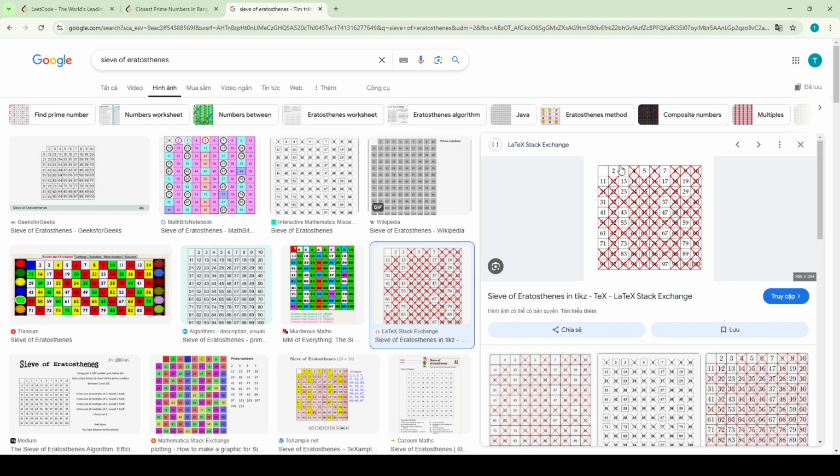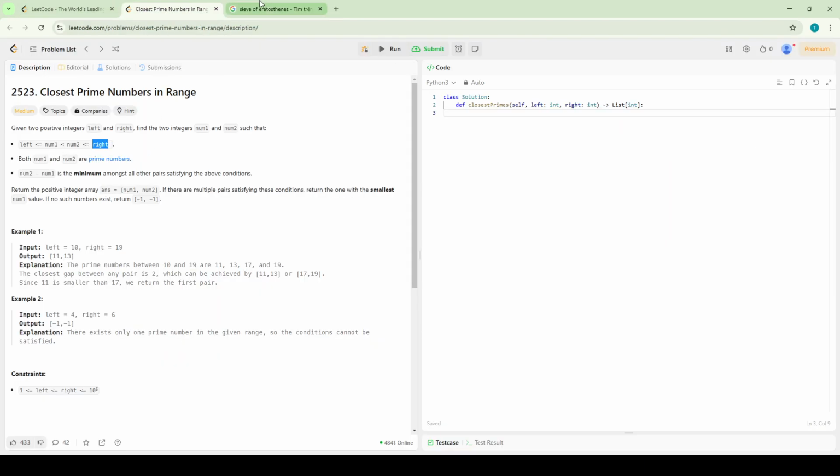Now I come to 3. 3 is not marked, so I know that 3 is a prime number, so I'm going to use the same method. I'm going to mark all multiples of 3: 6, 9, 12, 15, up until 99. And I keep on doing that, and all of the numbers that are unmarked are prime numbers. So we have successfully generated a list of prime numbers from 2 up until the number that we want, which here is right.